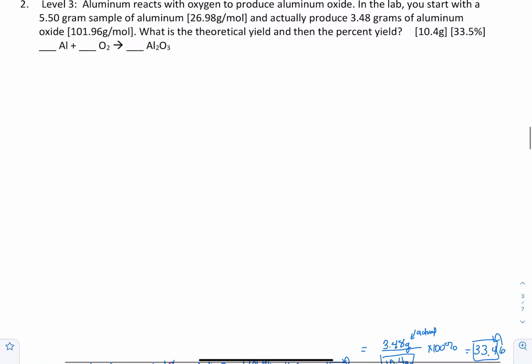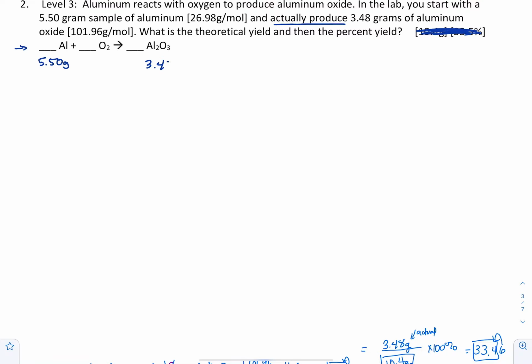Let's look at this next problem here. So we have aluminum reacting with oxygen to produce aluminum oxide. And we've got a reaction already written out down here. In the lab, you start with a 5.50 gram sample of aluminum. Notice how it says actually produces.